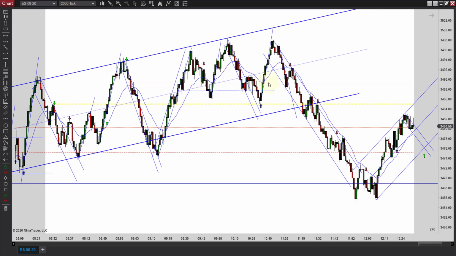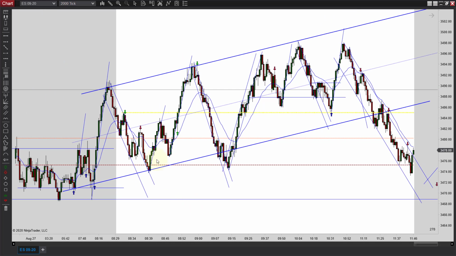So this is a channel. But you could trade this one both ways. Most of your trades are going to be to the upside because the trend is up. But you can clearly see prices swinging back and forth above and below the EMA. And generally you can trade that both ways.